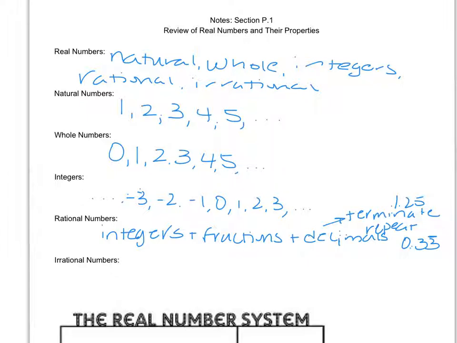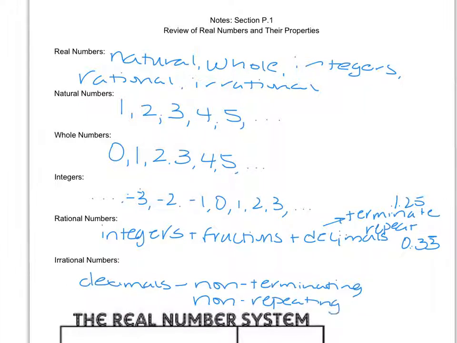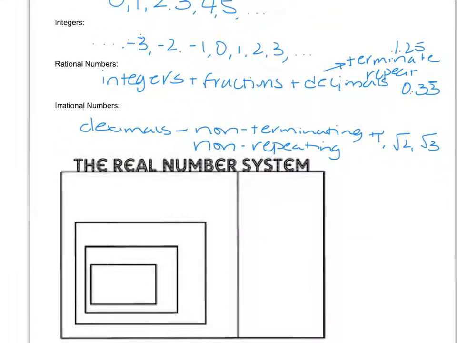All right, and our irrational numbers are numbers that are decimals that are non-terminating and non-repeating. So these are numbers like pi, the square root of 2, the square root of 3, essentially the square root of any number that's not a perfect square.